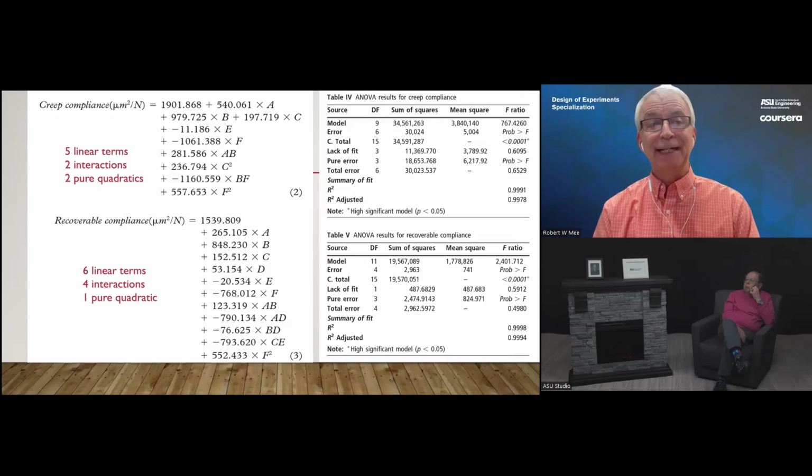In the second response, recoverable compliance, you can see a lack of fit degree of freedom of only 1. All the main effects were present in their model, and 5 of the maximum possible number of second order terms are also included. These models have very high R-squared, both larger than 99.9%.